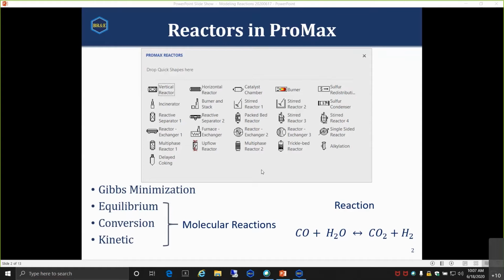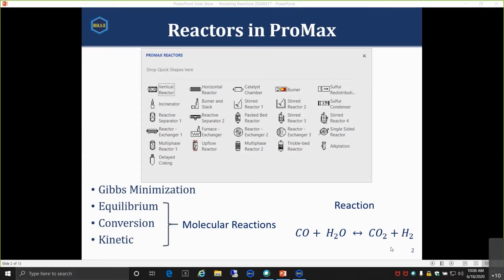So to kind of keep a cohesive discussion throughout all of this, we're going to treat this reaction, which is the water gas shift reaction. We're going to do this reaction and we're going to demonstrate how to model this reaction in these 4 different methods of doing a chemical reaction in ProMax. So we're just going to be doing the water gas shift.